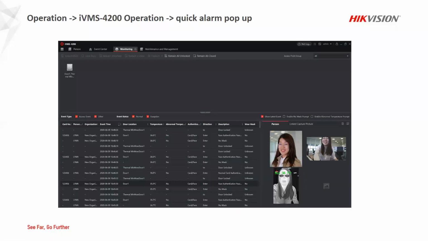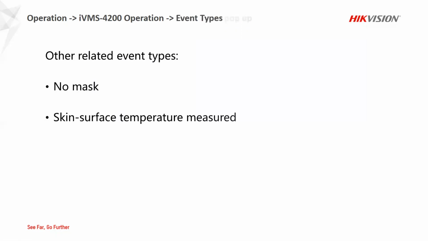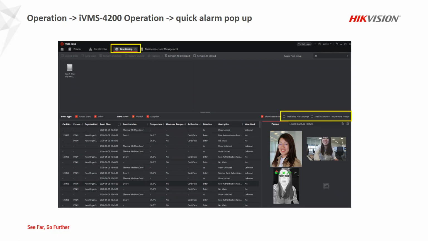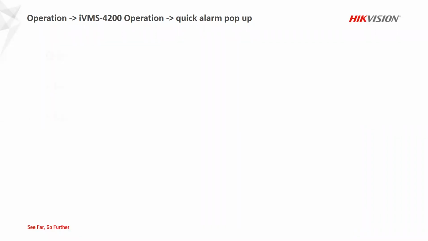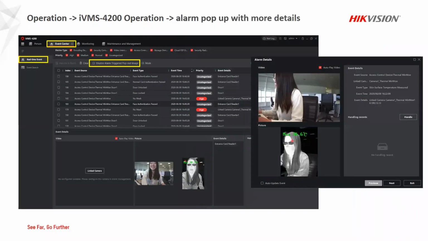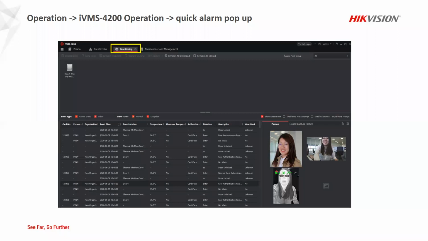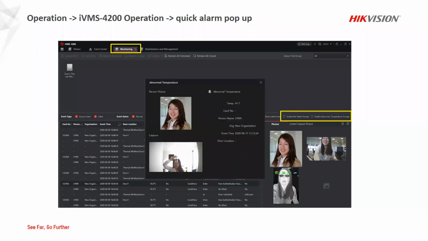So I hope you still remember that I mentioned in the monitoring section, you can also enable a quick alarm pop-up, enable no mask prompt, and enable abnormal temperature prompt. This is different from what I mentioned previously in the event settings. In the monitoring, it will only give you this simple pop-up. That's it. Here you can see, you can go previous or next to see more alarms. But in the monitoring, you can only receive one pop-up alarm.